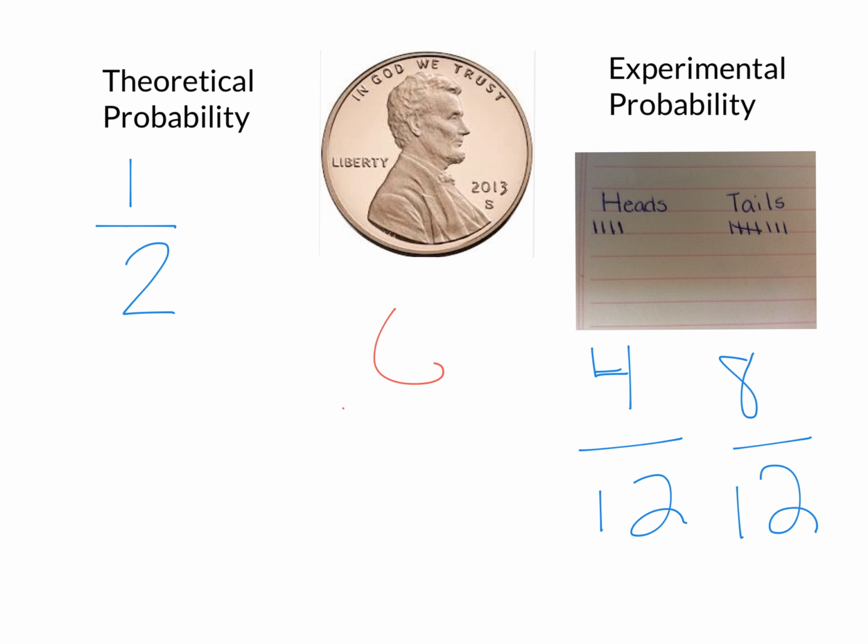So based on these results, could we say that one happened closer to the theoretical probability than the other? I'm going to say no, because 4 is 2 away from 6, and 8 is also 2 away from 6. Both happened 2 away from the theoretical probability. Neither one is closer.